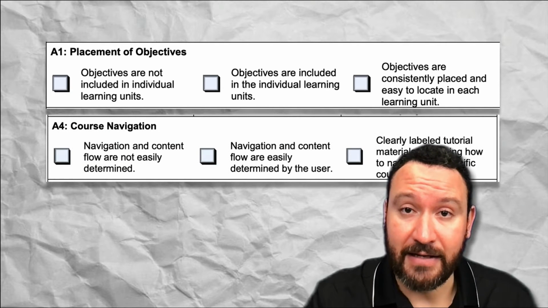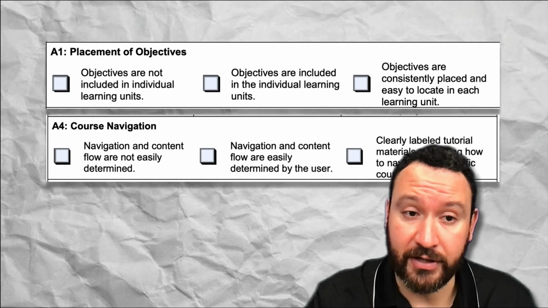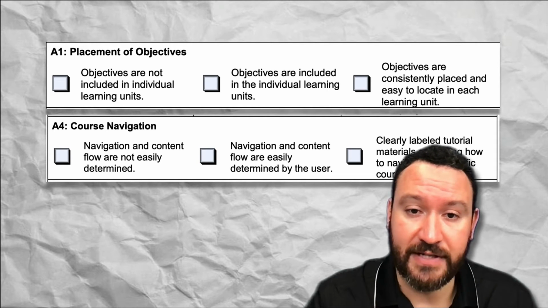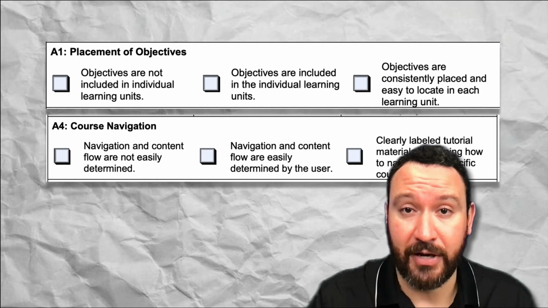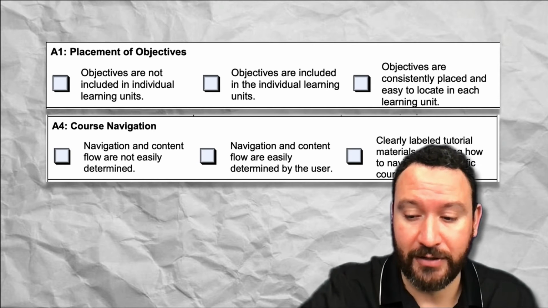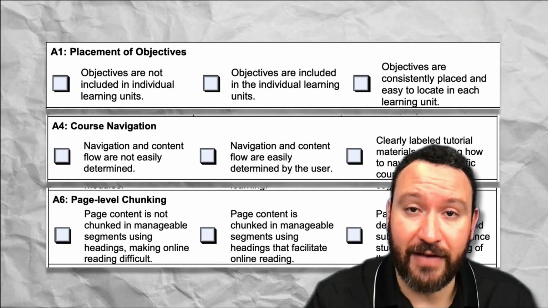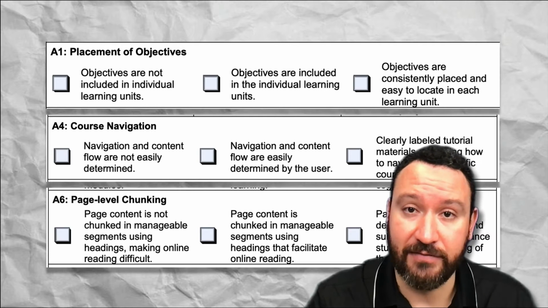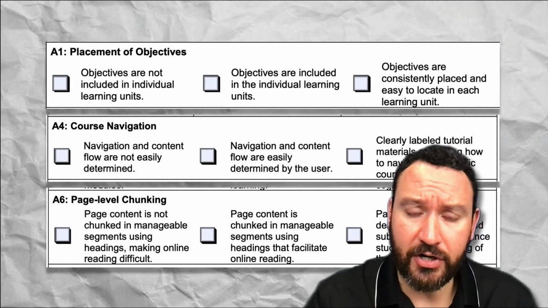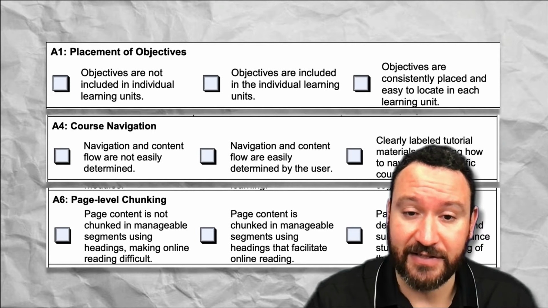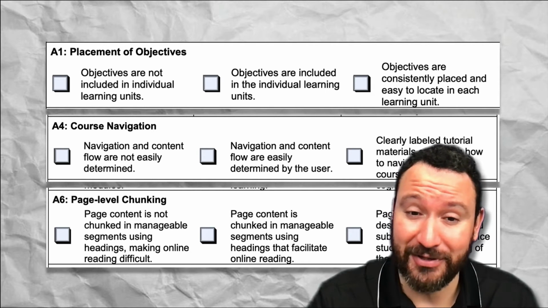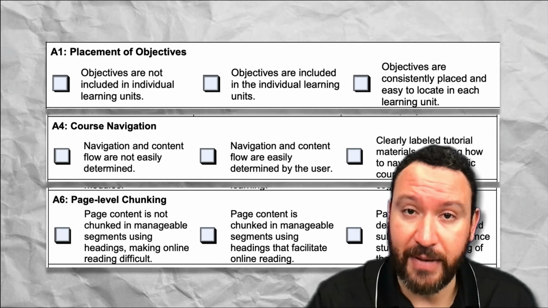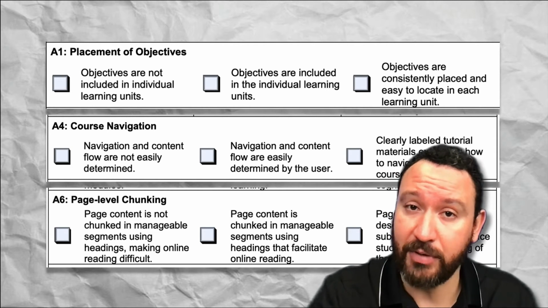Another element that it aligns with is element A4, course navigation. By chunking content, it makes the flow and content of your course easier for your students to navigate. So A4 is another good one. And we also have element A6, which talks about page level chunking. That is where you have to chunk your pages in manageable segments using headings that facilitate online reading. So in other videos, we will talk about accessibility and aligning those headings. But by chunking those pages, you meet A6 as well, and it has to be present throughout your course.